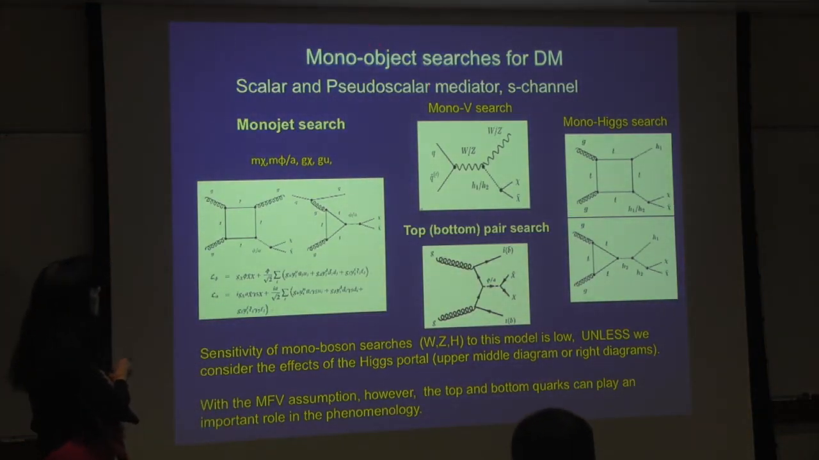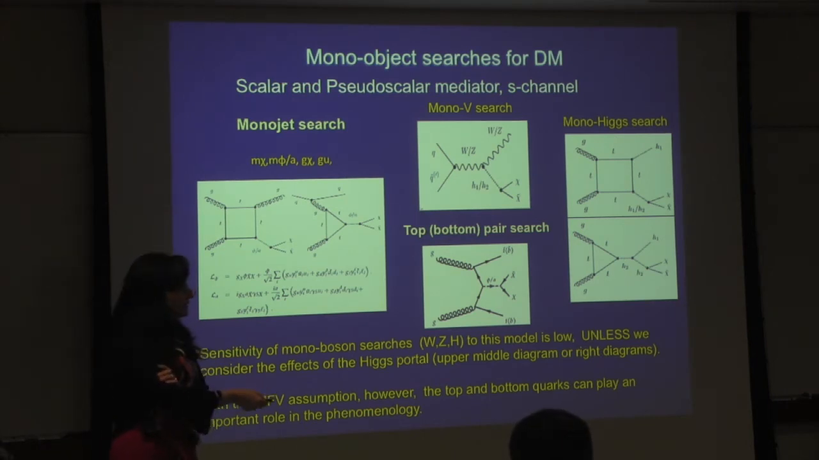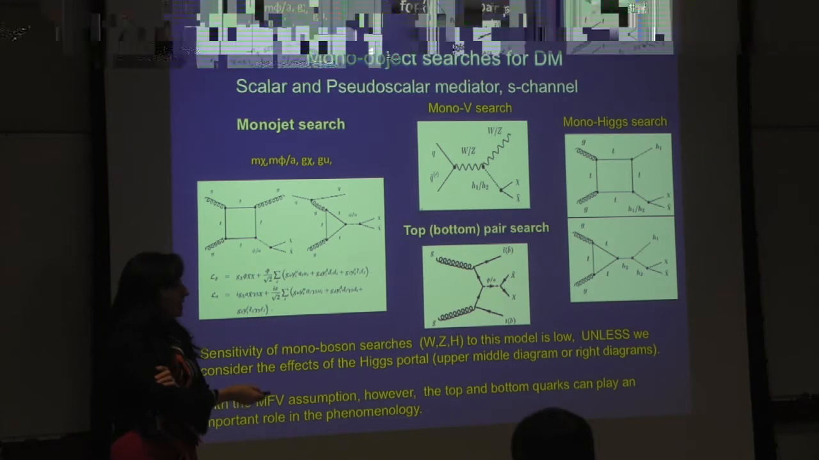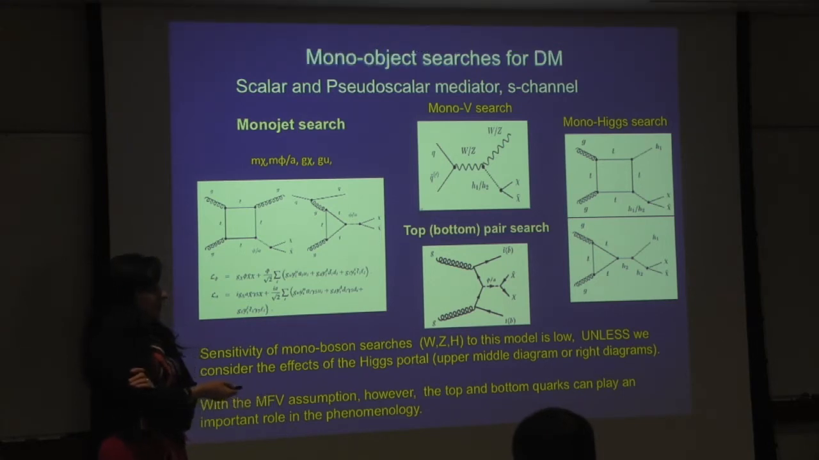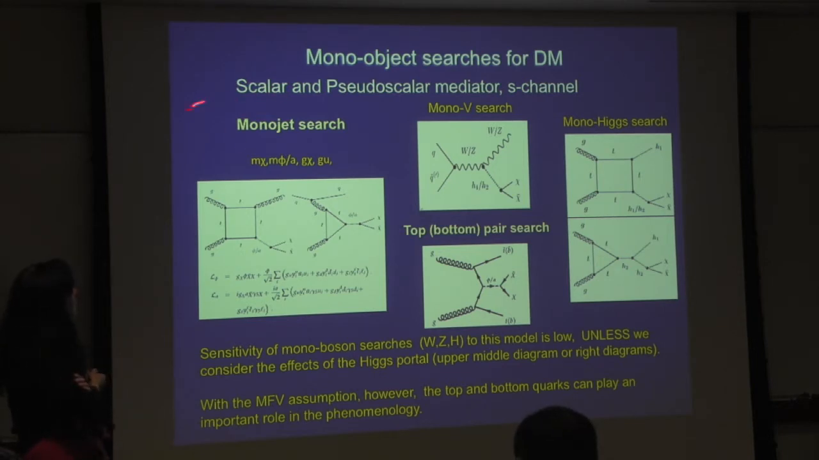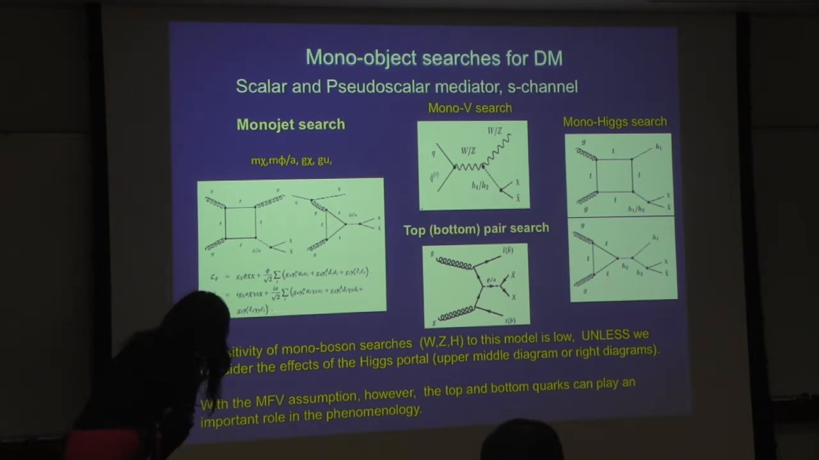So we look at these cases here, correct, of the T channel and the S channel. Let's look at what types of signatures we can look for. First let's look at the scalar or pseudoscalar mediator in the S channel. I'm really sorry that I at least cannot see this very well.